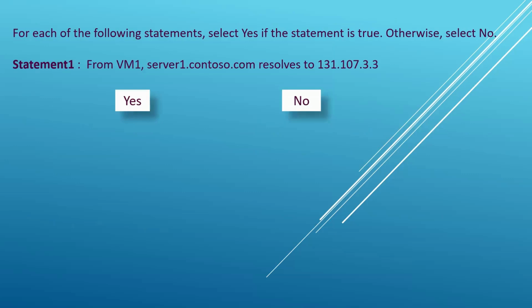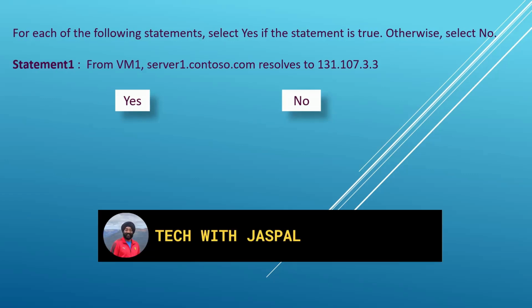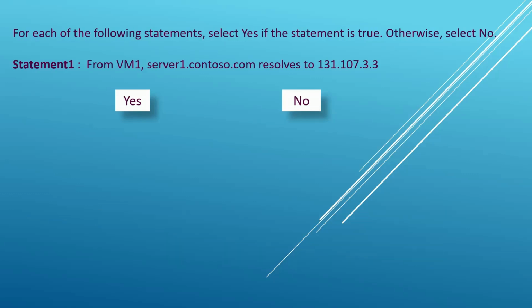And the first statement is, from VM1, server1.contoso.com resolves to 131.107.3.3. Friends, VM1 is connected to VNet1, which has default Azure provided DNS server and is linked to Azure private DNS server contoso.com, which is 131.107.3.3 and 131.107.3.4 DNS servers. That means VM1 has 2 DNS servers for resolving. DNS servers for VNet1 server 1.contoso.com is 131.107.3.3 and for server 2.contoso.com is 131.107.3.4, making this statement as correct.